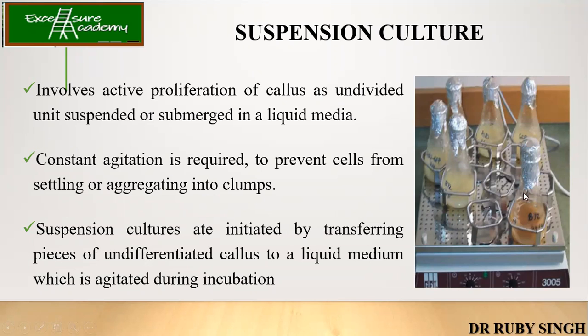Now you can see they are kept on the shaker. You can insert your conical flask over here, and with the help of these regulators, you can control the speed of the shaking. Usually we keep around 150 to 200 RPM. Constant agitation is required. It will prevent the cells from settling, and it will also prevent them from becoming clumps. Then the suspension cultures are initiated. This is R, not A. It is initiated by transferring the pieces of the undifferentiated callus into liquid media, and then again it is agitated during the incubation.